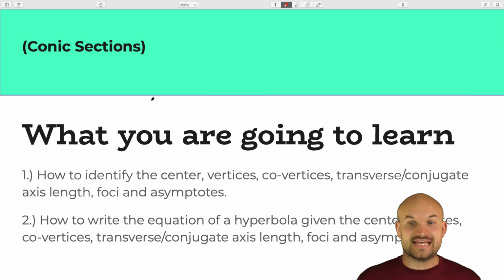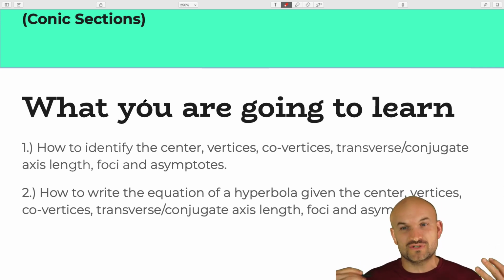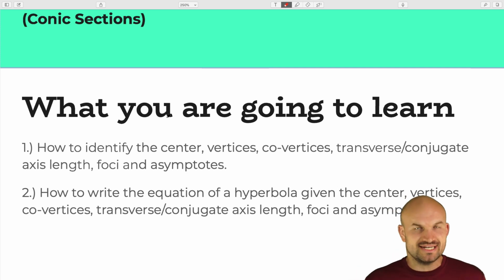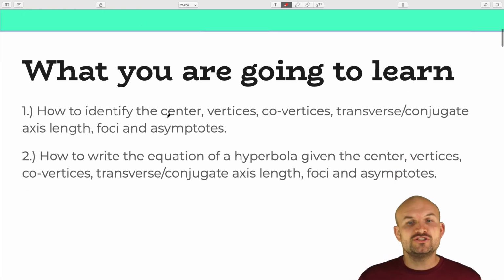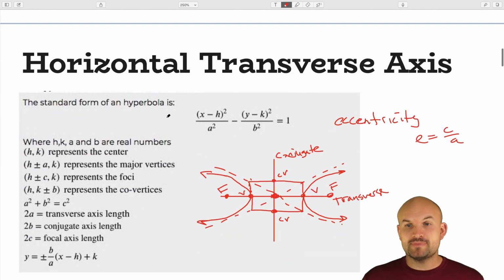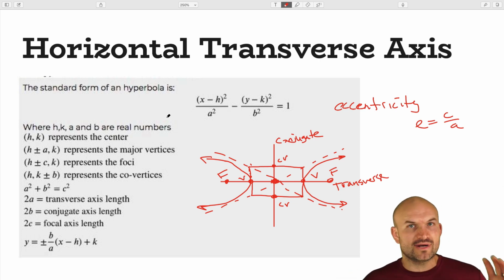Now, what's remaining the same is the vertices, co-vertices, foci, as well as being able to write and graph the equation. Now, we're not actually going to practice graphing, but I will give you all the tools and information that you will need to be able to graph a hyperbola on your own. So let's go ahead and look at the standard form of a hyperbola, so you can see how it relates to what we have already previously gone over.